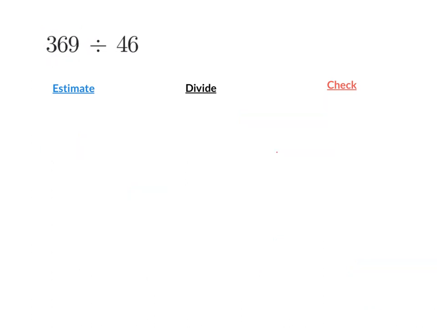Okay, now it's a little bit more complicated because we have a 3-digit whole, but don't worry, it's not that bad. We still follow the same process of estimate, divide, check. Our divisor is 46, which is pretty close to 50. I'm going to estimate that it's 50. And 369 is pretty close to 350.